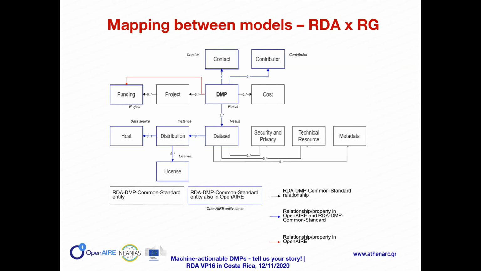To pick some, there are, of course, deviations. For example, OpenAIRE doesn't care about projects now. It cares only about funding. It doesn't care about security and privacy. And the model, I mean, they care, but they do not in the model. They care about license, of course, and things like that. But this will, we hope, change.